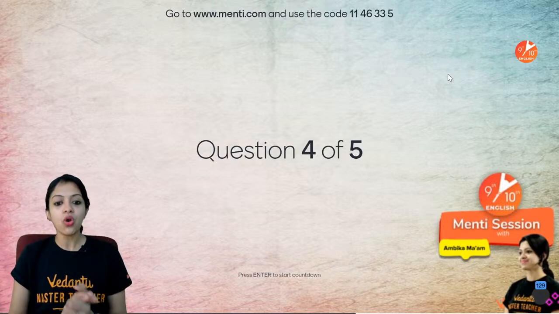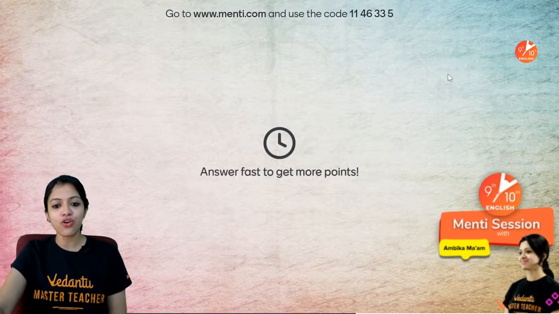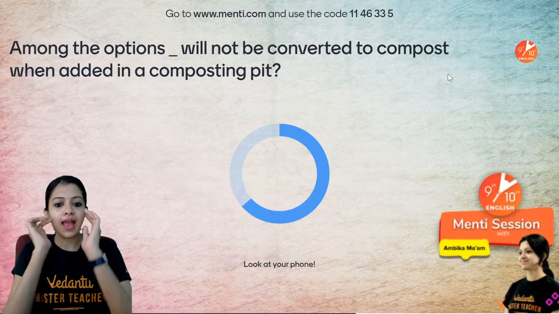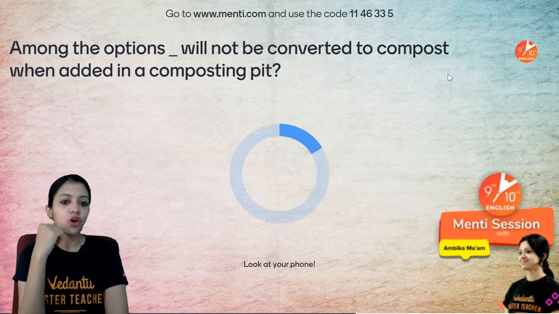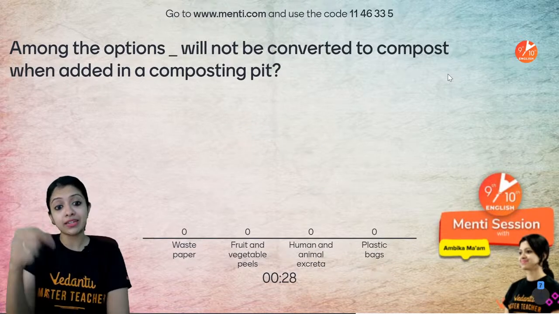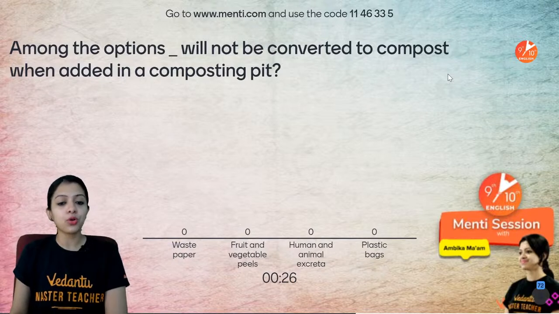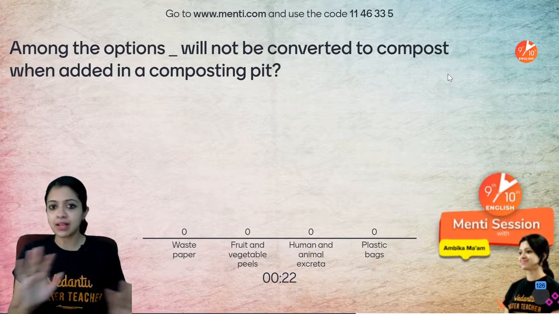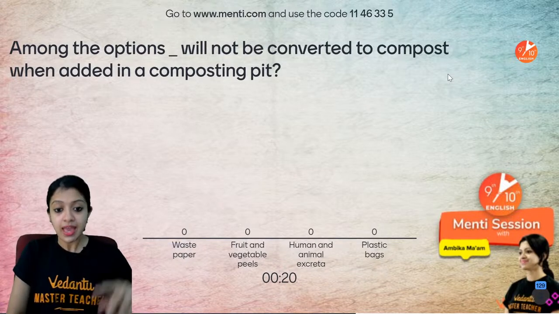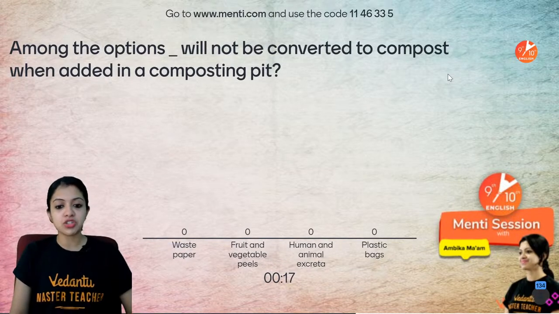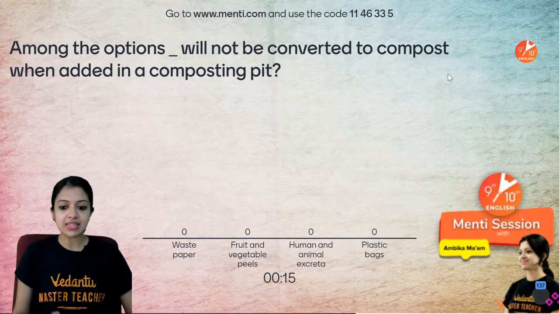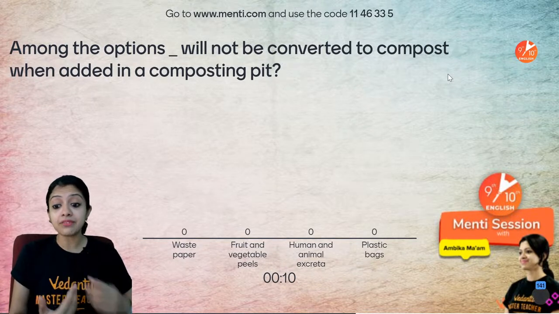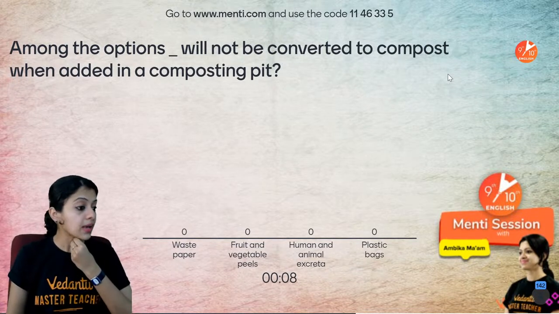And coming to the next question, which is question number 4 of today's Mentee. Among the options, dash will not be converted to compost when added to a composting pit. Use your common sense. I have not directly told you the answer to this, but I'm sure all of you know the answer to this. Is it waste paper, fruit and vegetable peels, human and animal excreta, or plastic bags? Which of them will not be converted to compost when added in a composting pit?